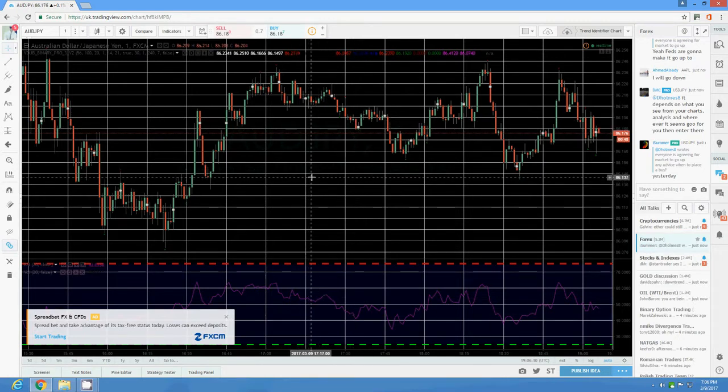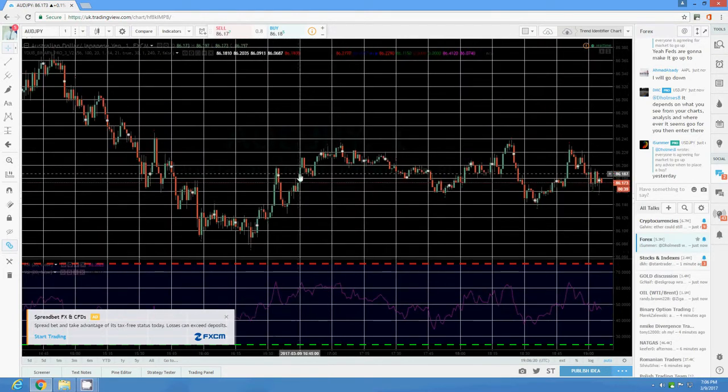So these Japanese candlesticks were formed by the Japanese as a form of representing the trading markets, representing the past movements and the present movements of the market. Cool.